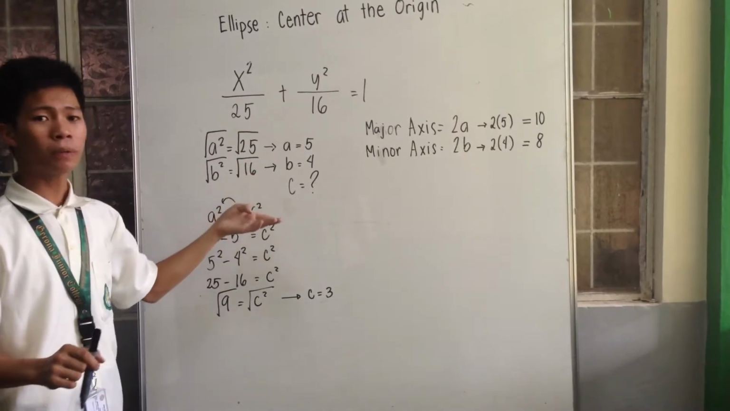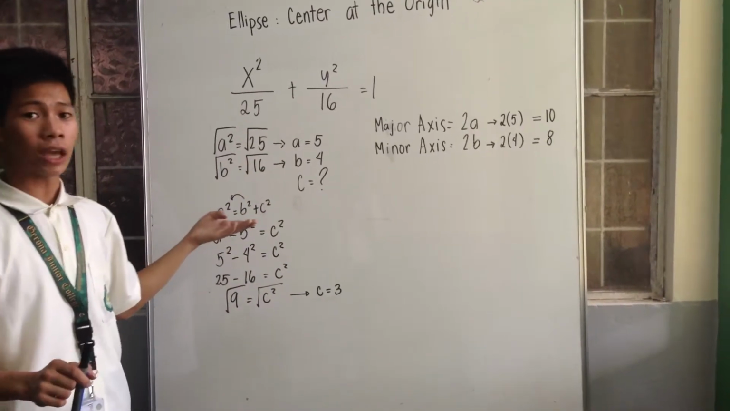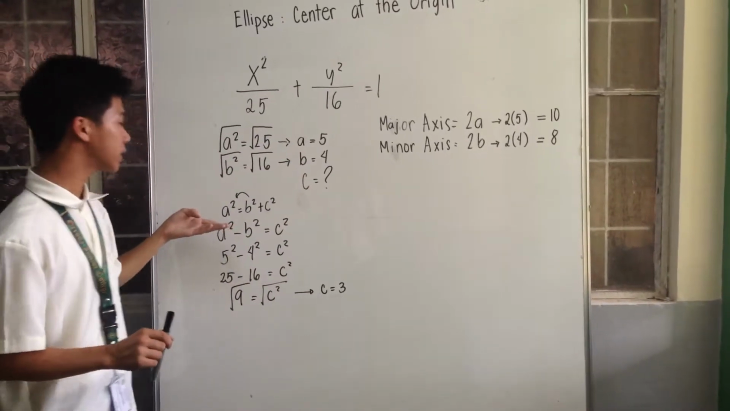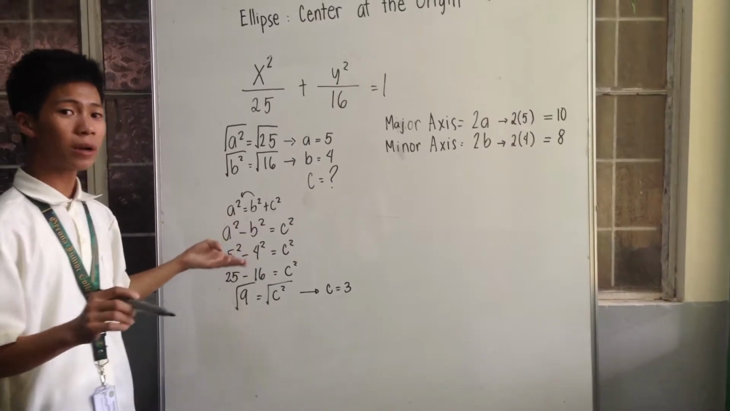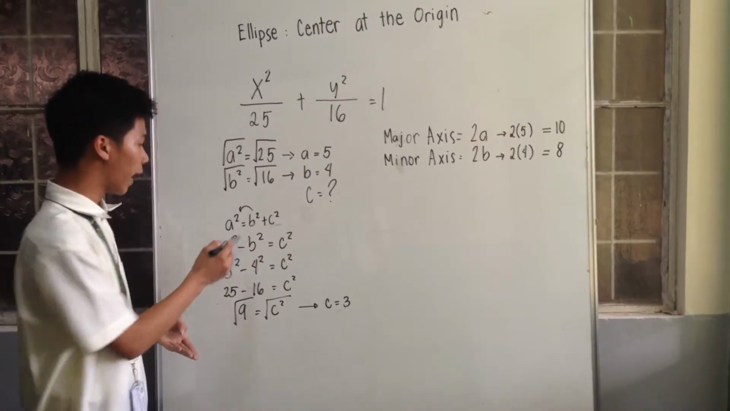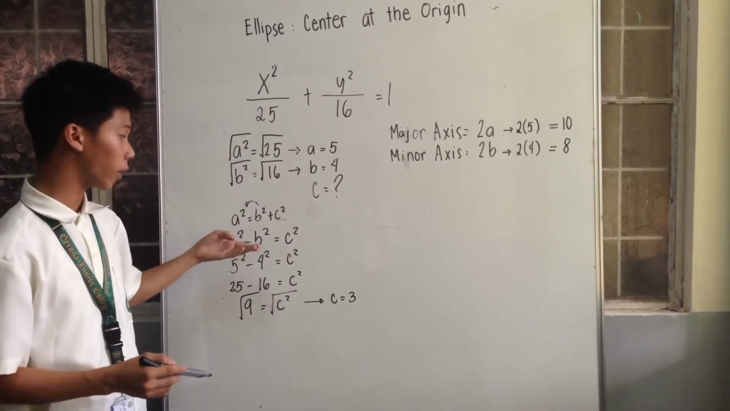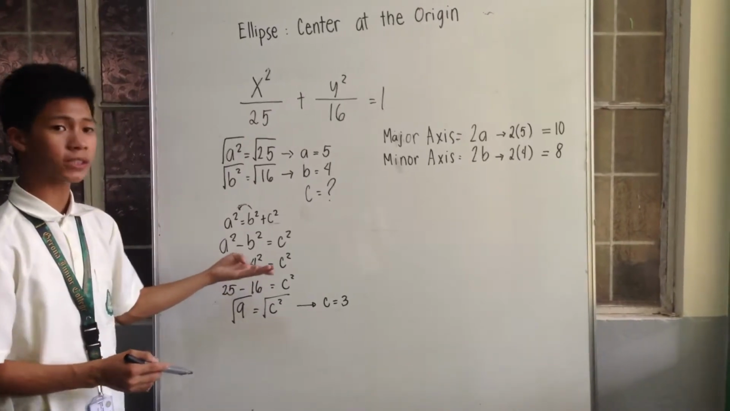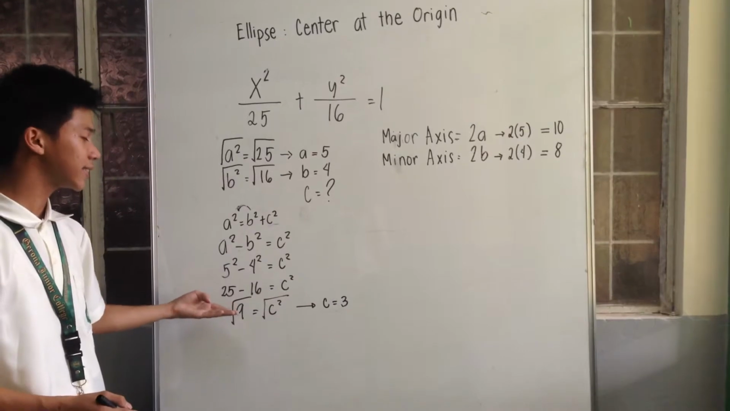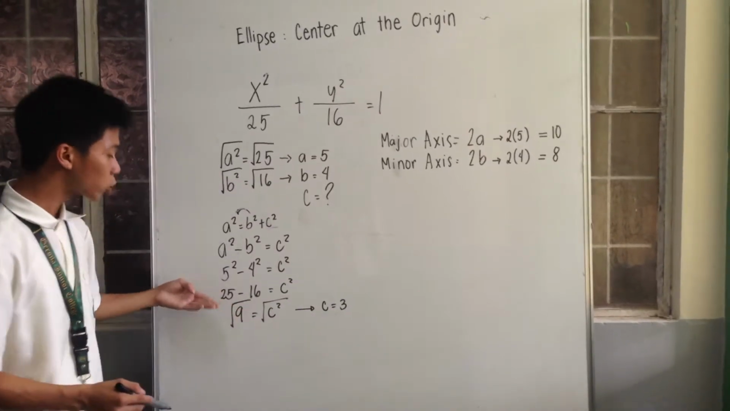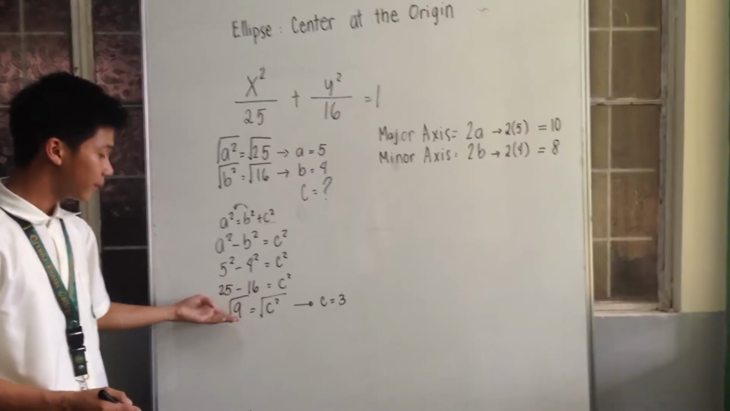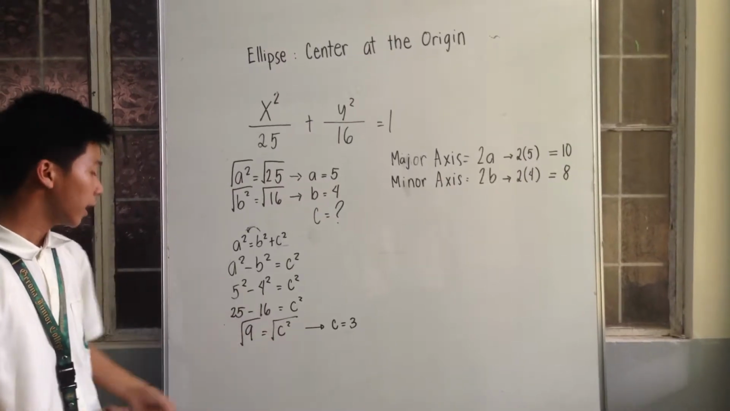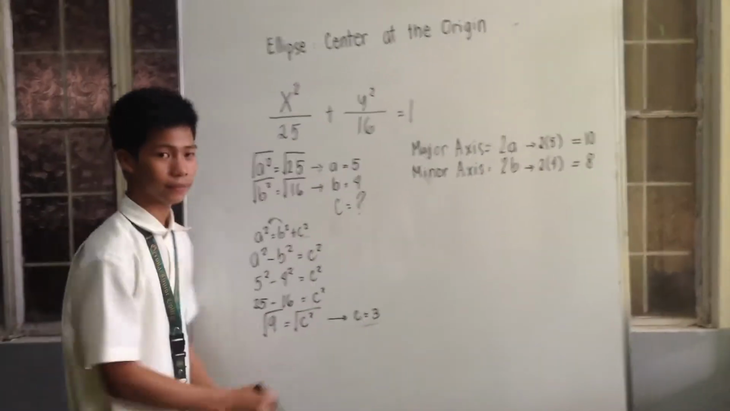Using these values also, we will find the value of the focal length, which is denoted as c. So a squared now is equal to b squared plus c squared. Since we're getting the value of c, we will transpose the b squared. So a squared minus b squared is equal to c squared. Then substitute the given: 5 squared minus 4 squared is equal to c squared. Then 25 minus 16 is equal to c squared. So 25 minus 16 is equal to 9, and we will get the square root of 9 since we're getting the root of c squared. So c now will be equal to 3.